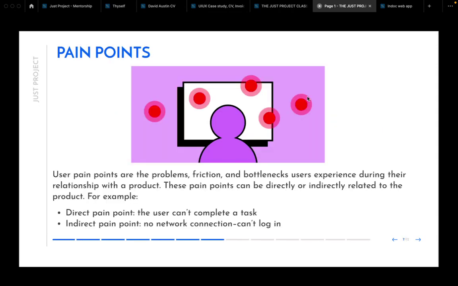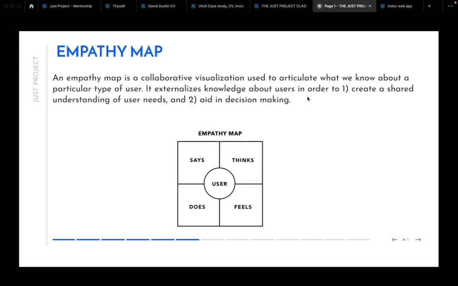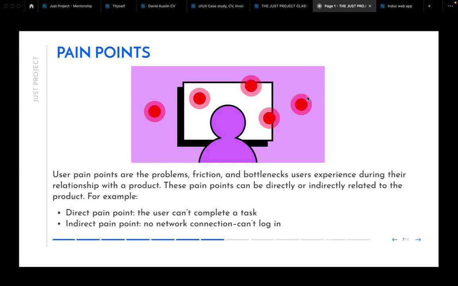I'm moving to the pain points. Okay, now, so we're moving like a train, like a chain. So you move from a user interview to the empathy map that has the four sections. Then you have the pain points. Now, user pain points, I would say, are the problems, frictions, and bottlenecks users experience during their relationship with a product. These pain points can be directly or indirectly related to the product. Now, pain points, I simplify it as the pain of a user.